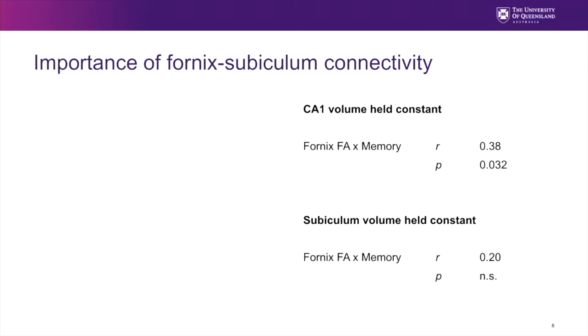And if we did this analysis, and we did it in a way that kept the volume of the CA1 subfield of the hippocampus constant, we found that there was still a significant relationship between fornix microstructure and memory. And the converse of that, if we attempted to hold subiculum volume constant, we didn't see a significant relationship. So the conclusion from the contrast between those two models is that the connectivity between subiculum and fornix is important for cognitive function.